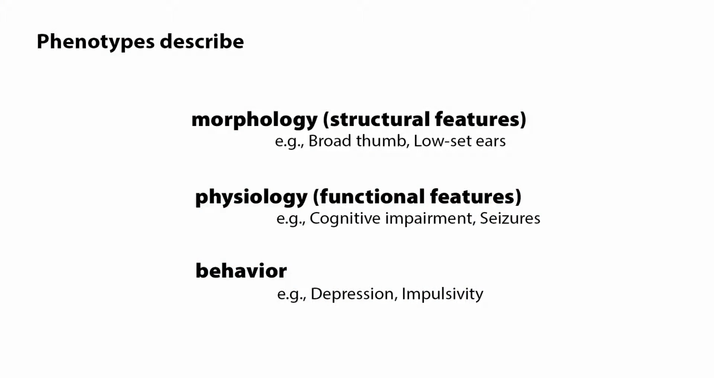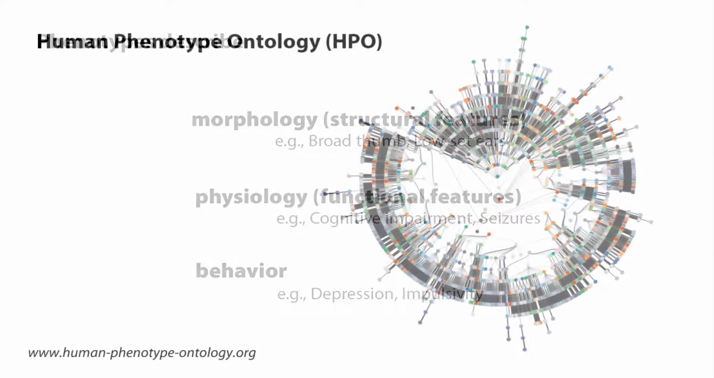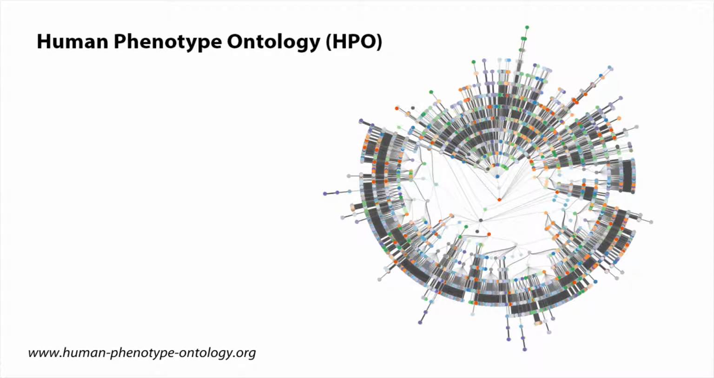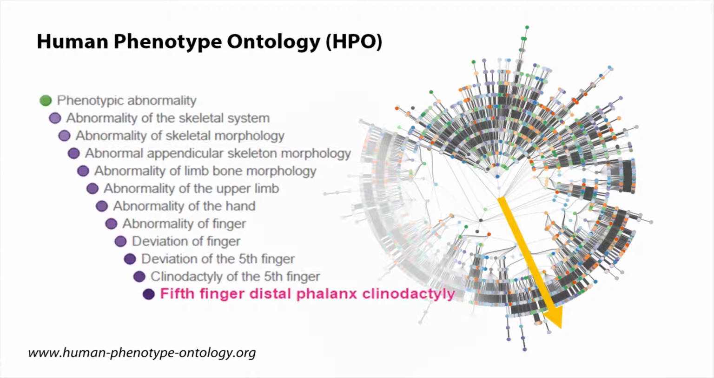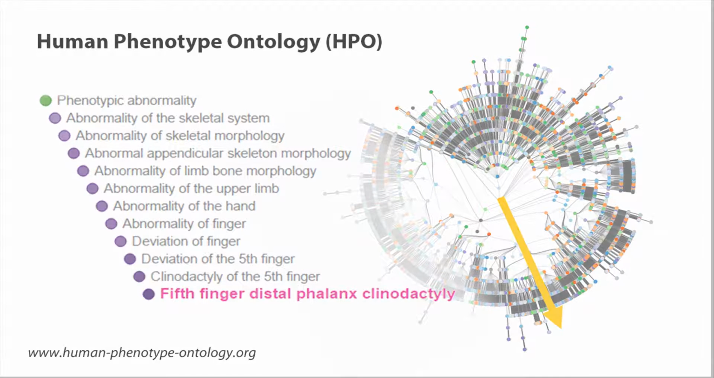A phenotype is an observable and measurable deviation from expected morphology, physiology, and behavior. The Human Phenotype Ontology, or HPO, is an international project that standardizes phenotype terminology and describes semantic relationships using is-a multiple inheritance, resulting in a hierarchy from general to specific phenotypes. The HPO includes over 10,000 terms.